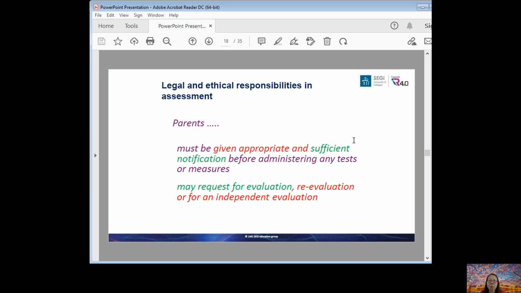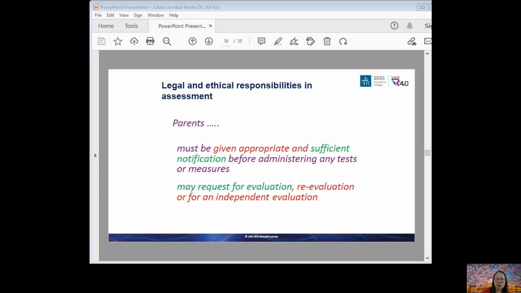Ethical responsibilities in assessment for parents. Parents must be given appropriate and sufficient notification before we effect any test on the child. The parents must know first. Parents can request for a re-evaluation if she's not satisfied with your evaluation or your findings. She may say, I don't think it's correct. Then she can ask for a re-evaluation.